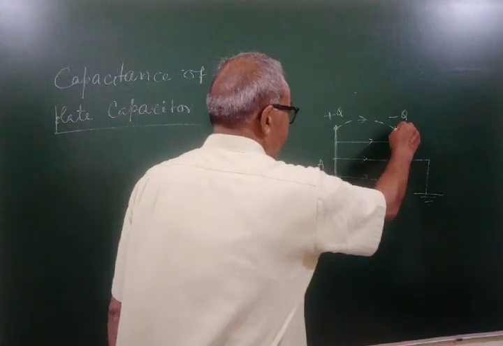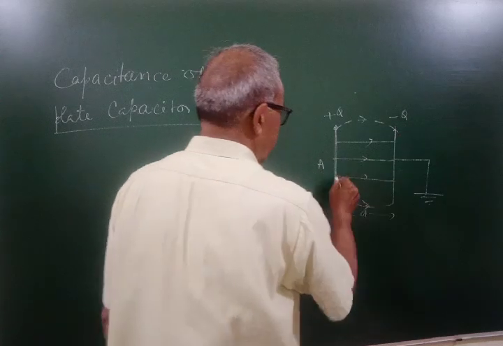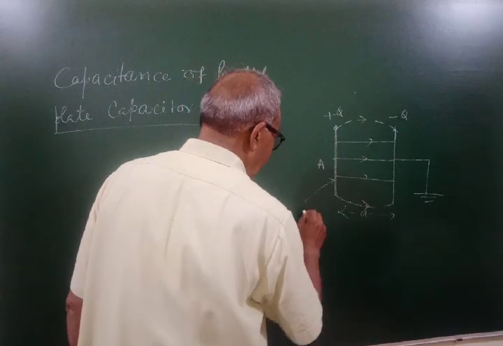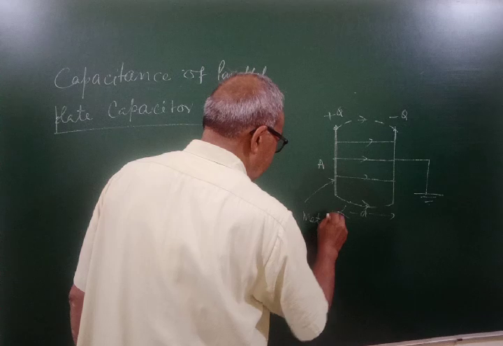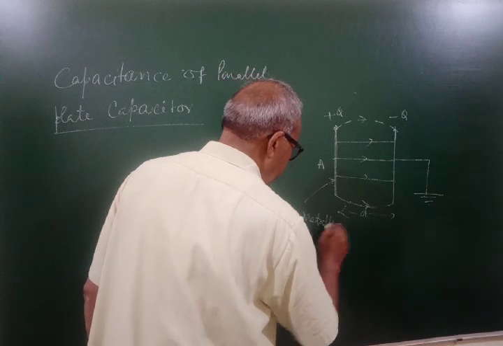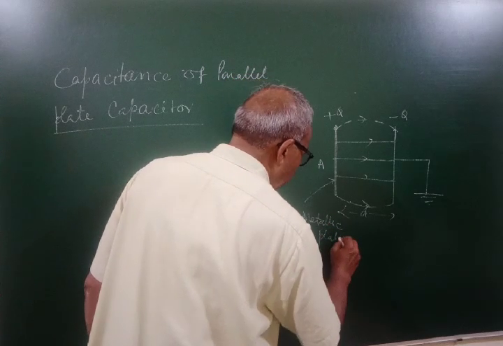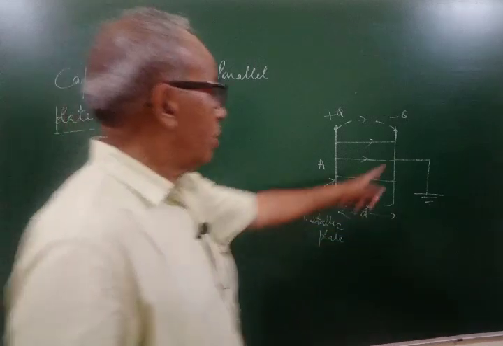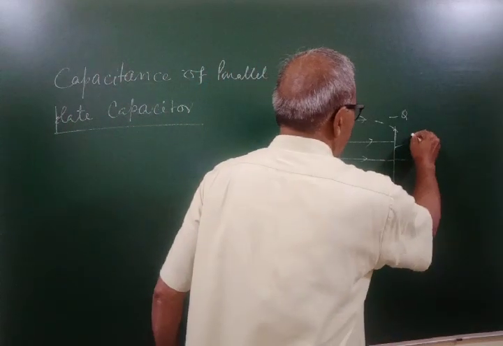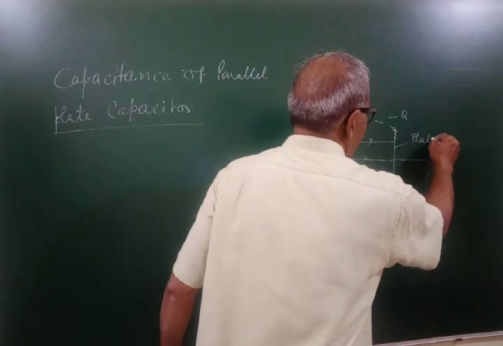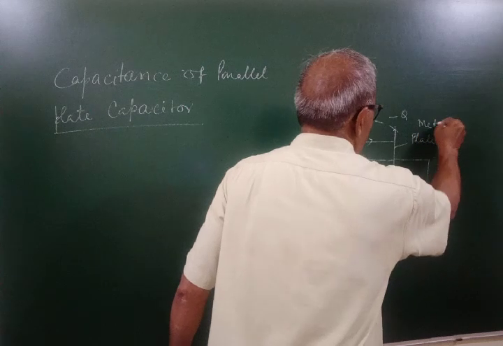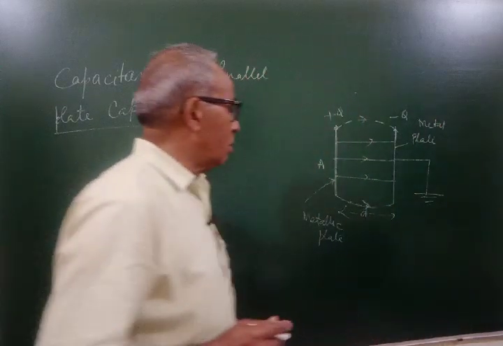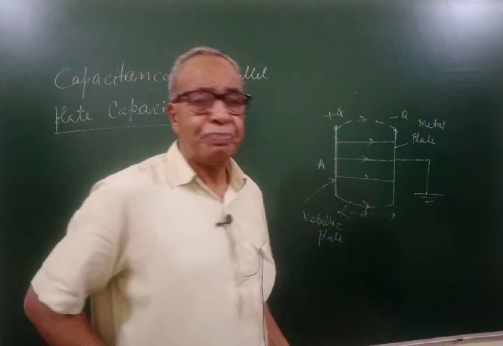A parallel plate capacitor consists of two metallic plates. These are two metallic plates, conductor, most probably copper. This is also a metal plate, and they are kept at a certain distance d.